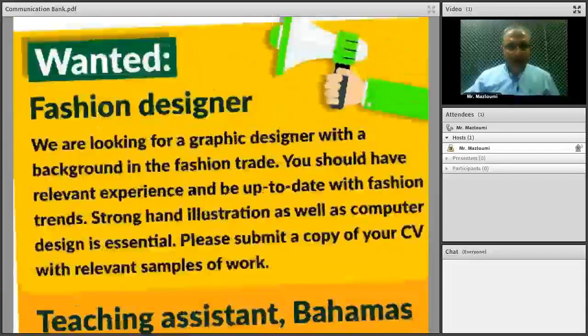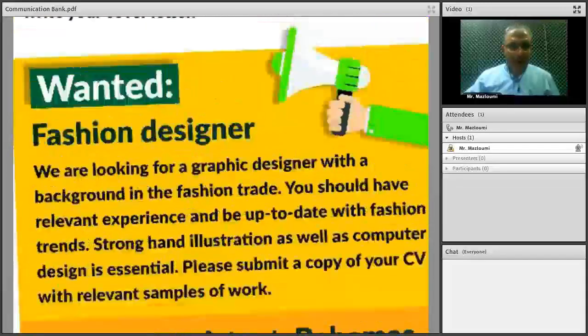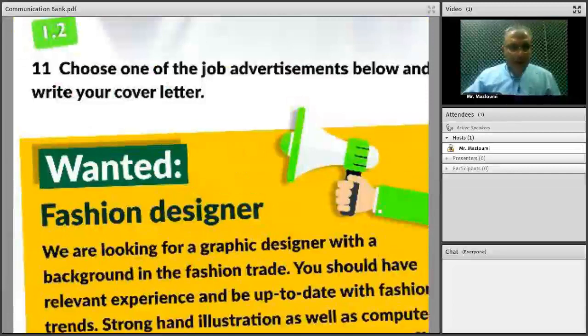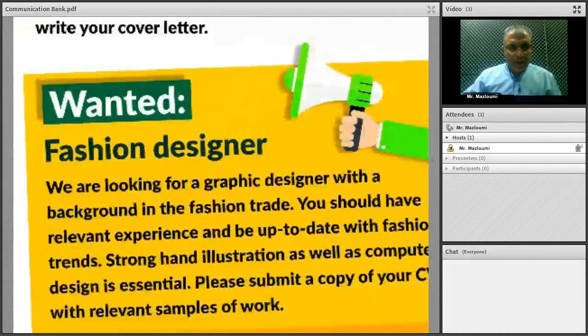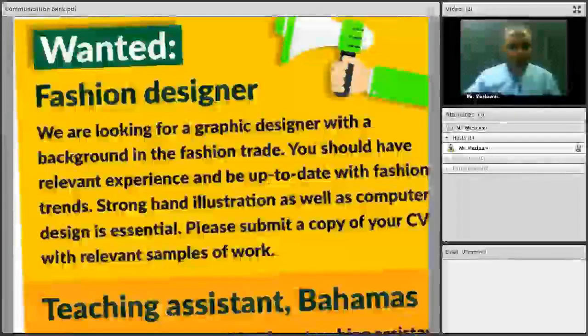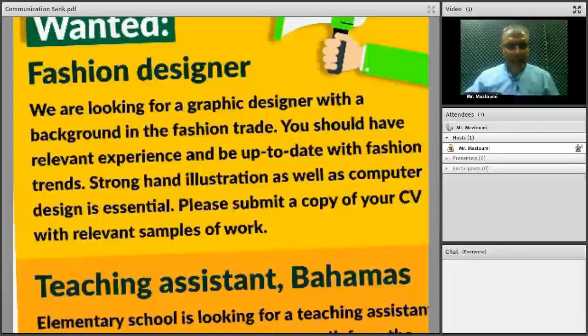Let's check them out. The first one, wanted or needed. Of course, exercise 11, choose one of the job advertisements below and write your cover letter. So wanted or needed. They need a fashion designer. We're looking for a graphic designer with a background in the fashion trade. You should have relevant experience and be up to date with fashion trends. Strong hand illustration as well as computer design is essential. Please submit a copy of your CV with relevant samples of work.